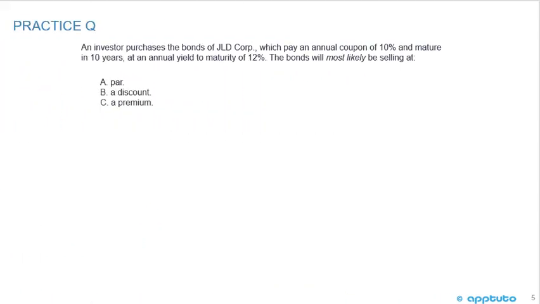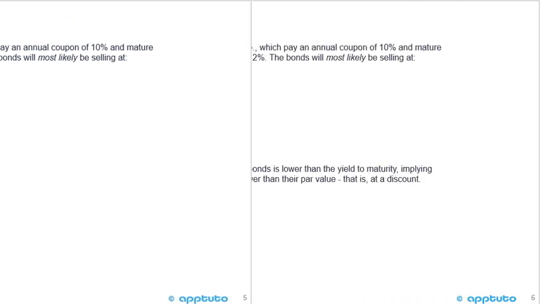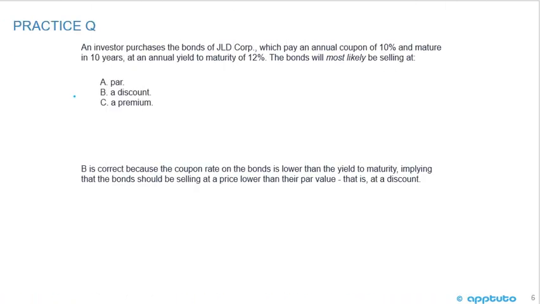So let's do a practice question to check our understanding. An investor purchases the bonds of JLD Corp, which pay an annual coupon of 10% and mature in 10 years, at an annual yield to maturity of 12%. The bonds will most likely be selling at A, par, B, a discount, or C, a premium. Now this question should be fairly easy, but sometimes it's nice to do an easy one, correct?